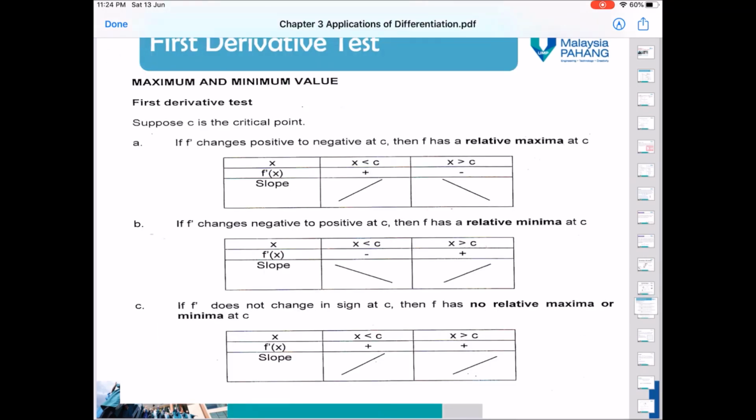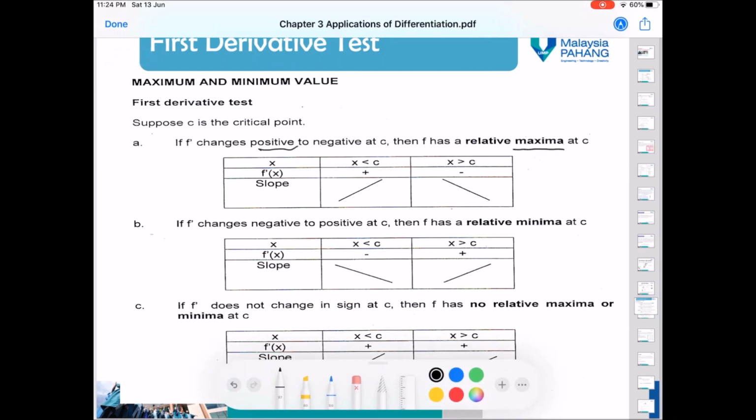So this is the first derivative test to determine whether the critical point is a minimum point or a maximum point. Suppose c is the critical point. If f' changes from positive to negative at c, then f has a relative maximum. Changes from positive to negative means your slope goes from increasing to decreasing. So here is your maximum.